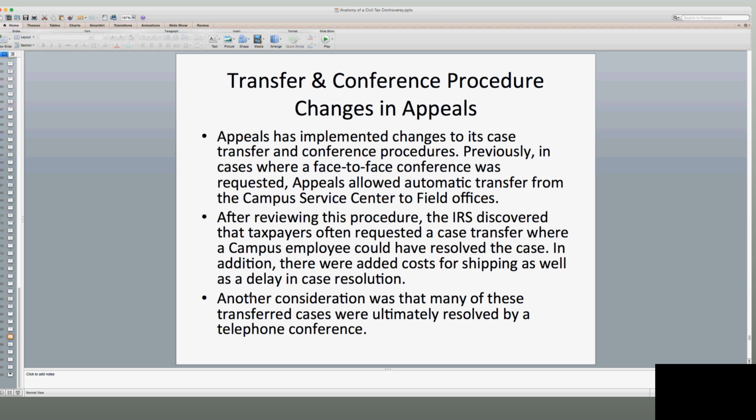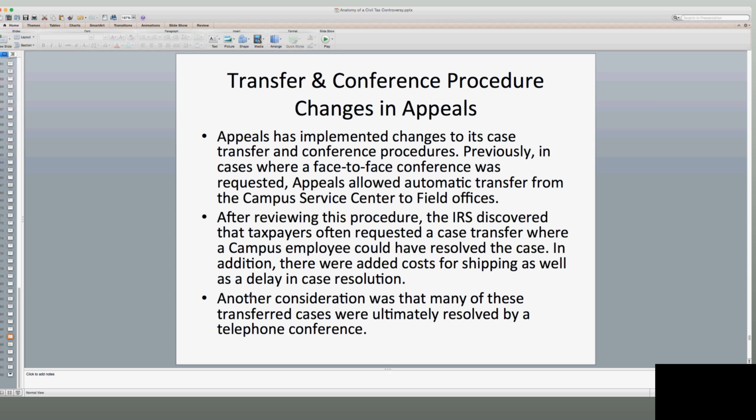Transfer and conference procedure, changes in appeals. Yes, this is what I was getting to earlier. Appeals has implemented changes to its case transfer and conference procedures. Previously, in cases where a face-to-face conference was requested, appeals allowed automatic transfer from the campus to field offices. However, after reviewing this procedure, IRS discovered that taxpayers often requested case transfer where a campus employee could have resolved the case. In addition, there were added costs for shipping as well as a delay.